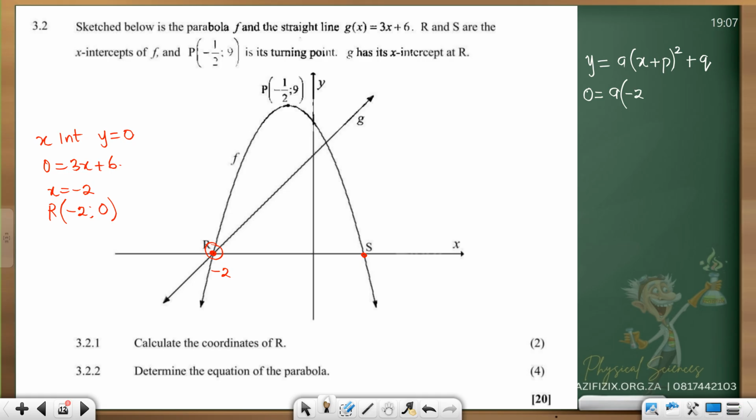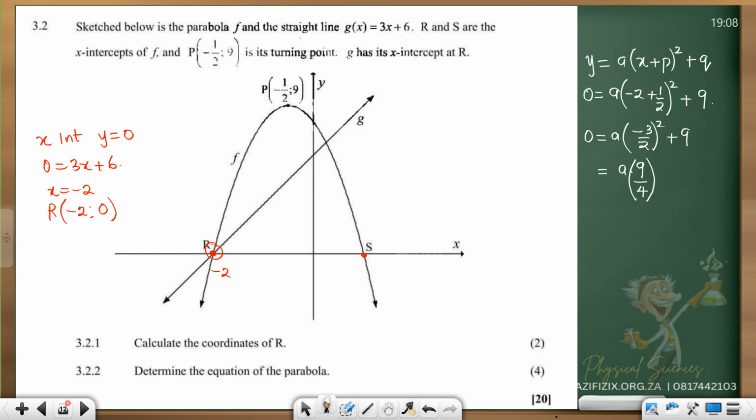What is our turning point? But when we take it into the equation, the sign should what? Change. You see, it's -½ there. But when I go into the equation, it must become +½. And what is our q? 9. From here, we can get our a. What is ½ minus 2? -3/2. All squared plus 9. If we square that, what do we have? 9 over what? 4.